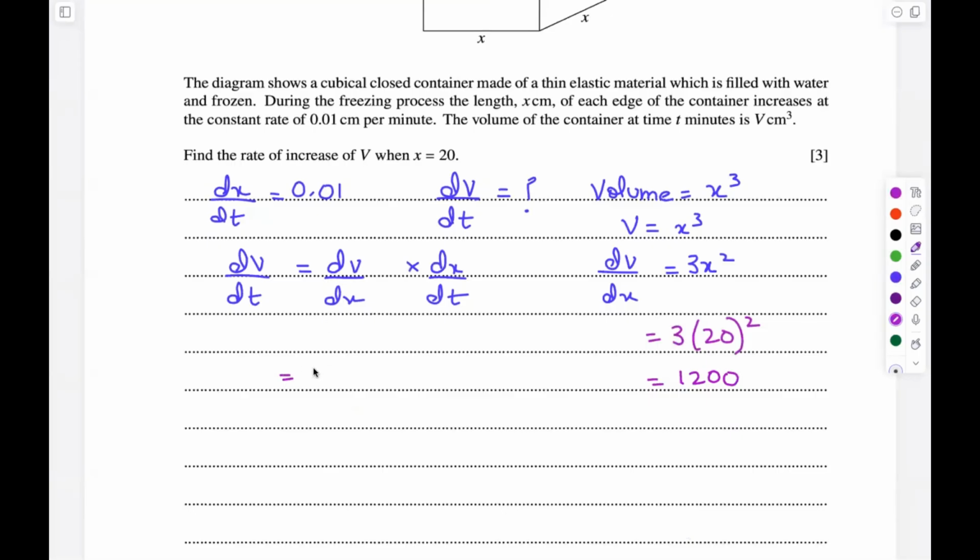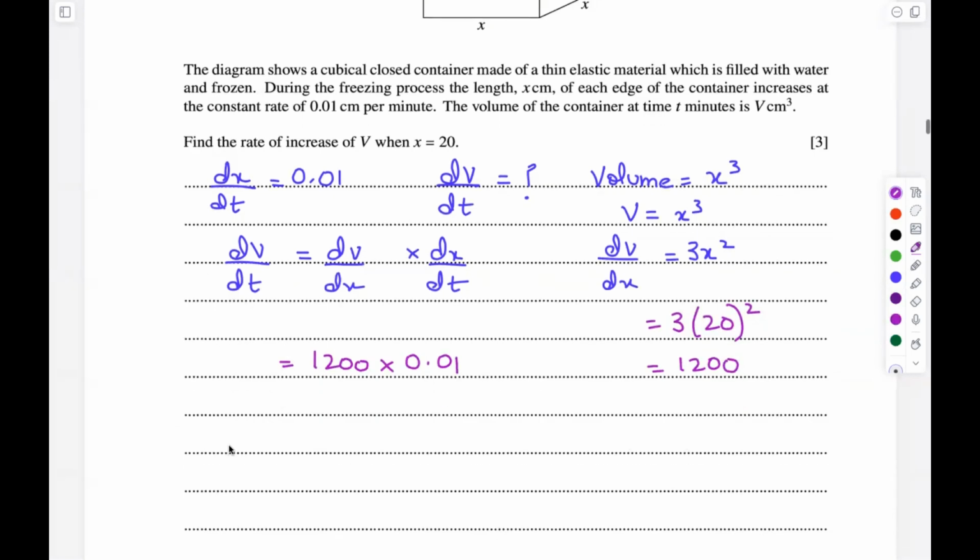So once we have the value of dV/dx, which is 1200, we'll multiply it with the value of dx/dt, which is 0.01. So 1200 times 0.01, the value of dV/dt, or the rate of increase of V, will be equal to 12 centimeter cubed per minute. So we can write the unit, 12 centimeter cubed per minute, or we can leave the answer as 12. Both will be marked correct.